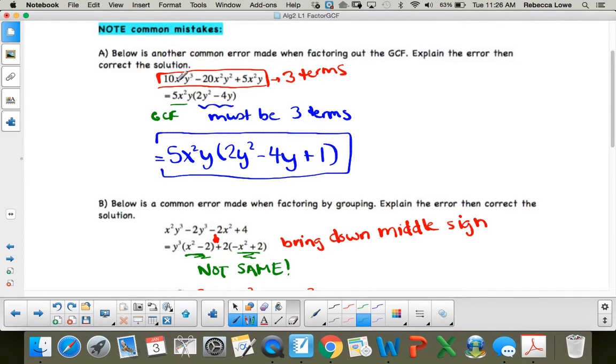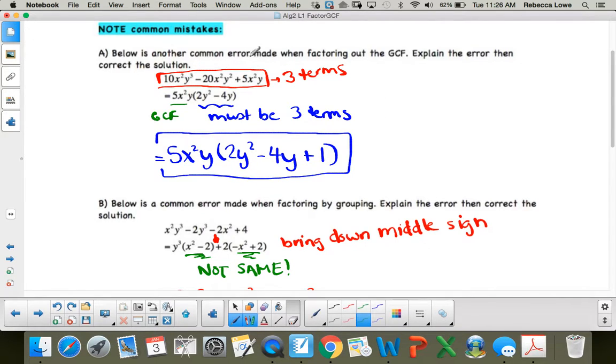For A, you notice that the polynomial is 3 terms, and once you factored out the greatest common factor of 5x squared y, the remaining factor is supposed to be 3 terms. This is only 2. So there is their mistake. When you multiply this back in, you don't get the polynomial above. You're missing this factor here. And that last term should be plus 1 because when you divide 5x squared y by itself, you get 1. So here in blue is the correct factorization of the original problem.